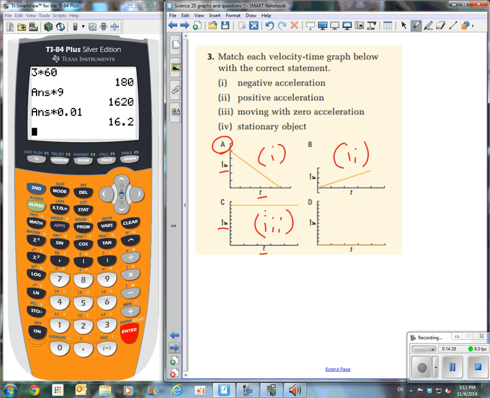And then finally here, a stationary object's going to have a velocity of 0. Hopefully you can see there that the line is right along the x-axis, so this must be 4.